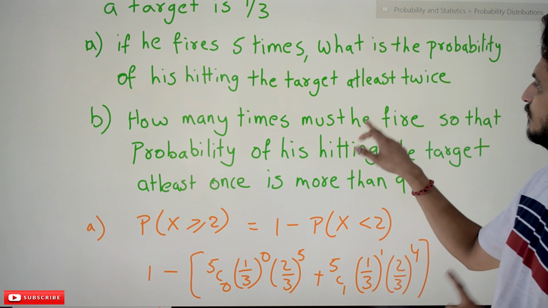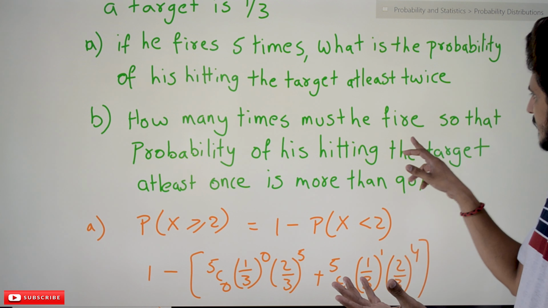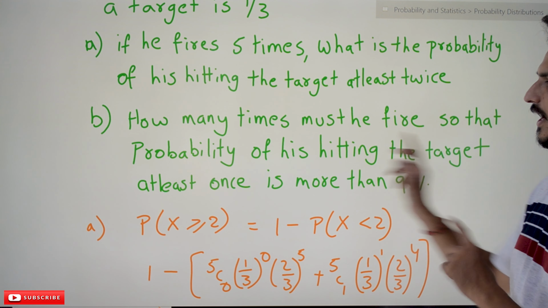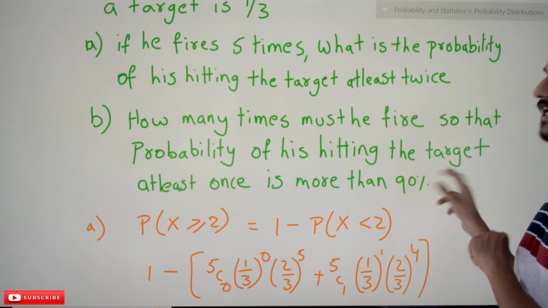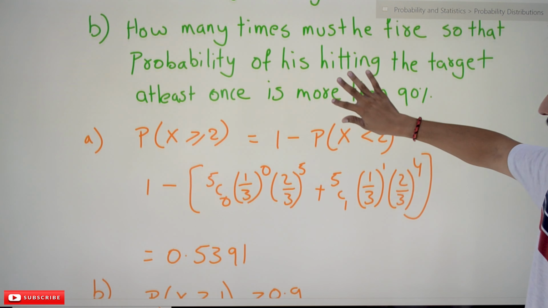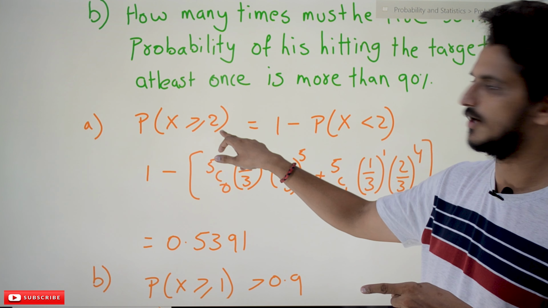How many times must he fire so that the probability of his hitting the target at least once is more than 90%? So this is very important to understand. Coming to the first question, probability of x greater than or equal to 2. This is the question they have asked.